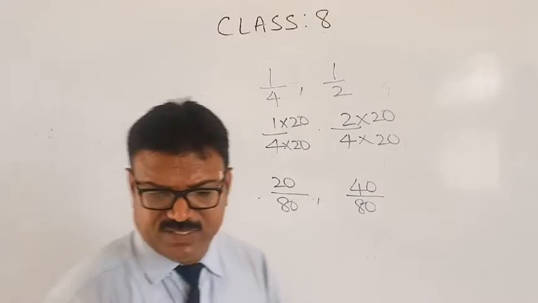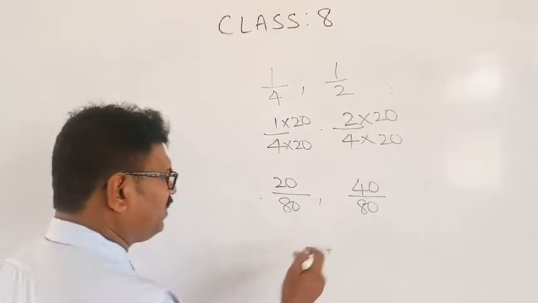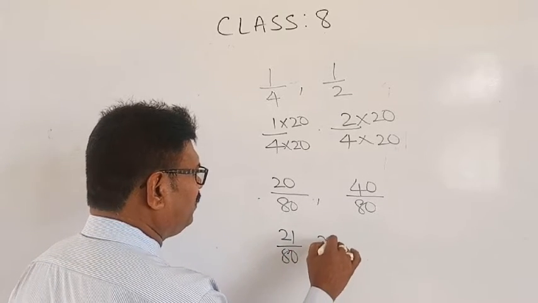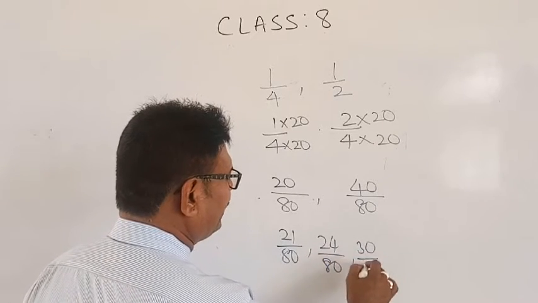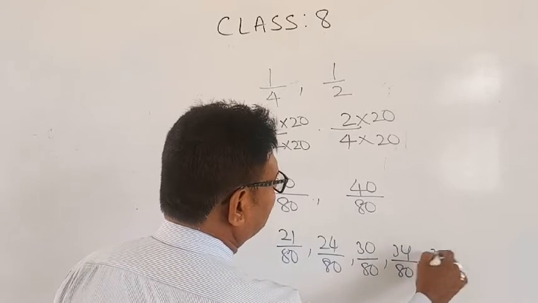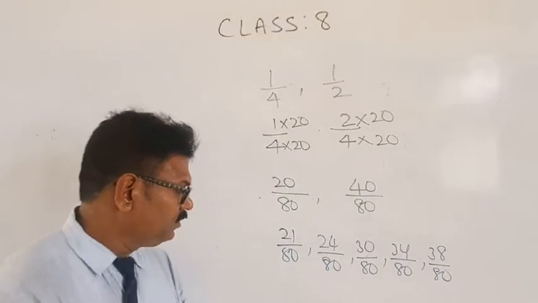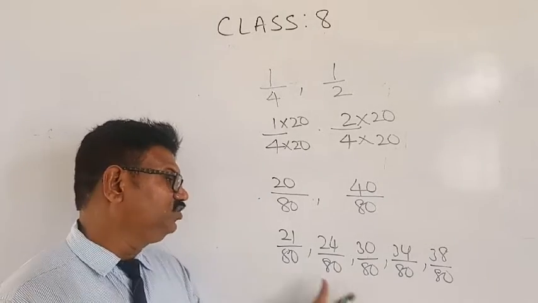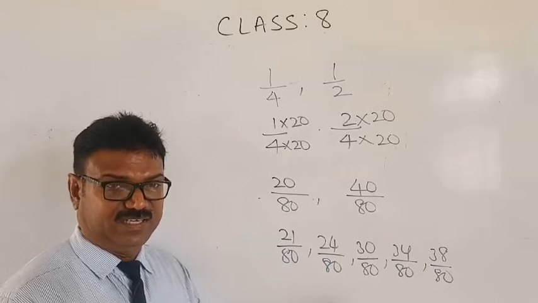Now we want how many numbers? We want only 5 numbers. Whichever numbers you want to write, I can write like this: 21 by 80, 24 by 80, 30 by 80, 34 by 80, 38 by 80. So 1, 2, 3, 4, 5. It is not that we should write continuously. It is not compulsory. Clear?